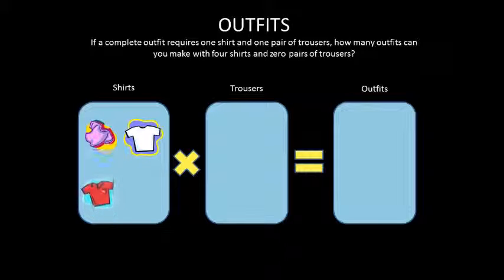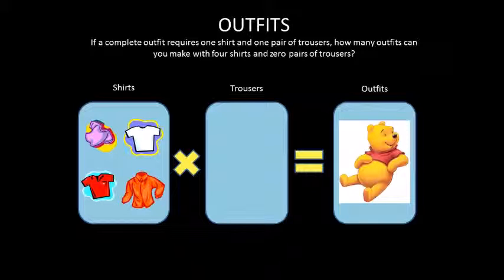terms. If a complete outfit requires 1 shirt and 1 pair of trousers, how many outfits can you make with 4 shirts and 0 pairs of trousers? The answer, of course, is 0. It's not a complete outfit if you're dressed like Winnie the Pooh.